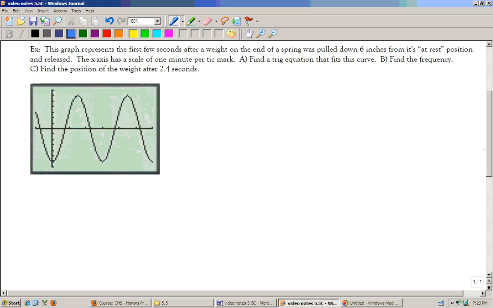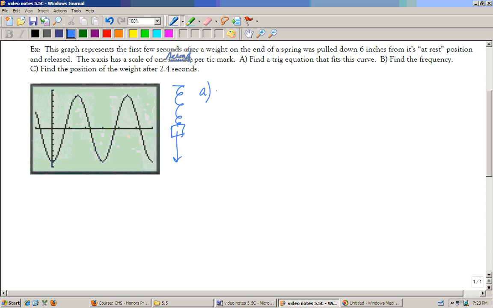Basically, it represents a spring holding a weight, and the weight's rest position is at 0, and it's pulled down and released. For the first few seconds, it bounces up and down like a sine wave. The x-axis, every tick mark, is 1 second. And part A asks us to find an equation.